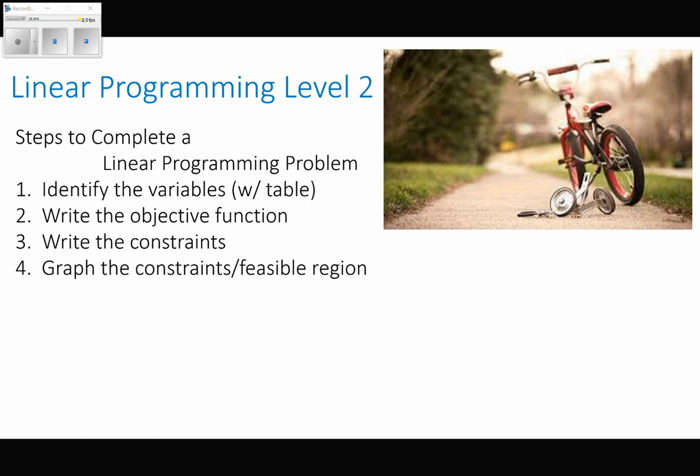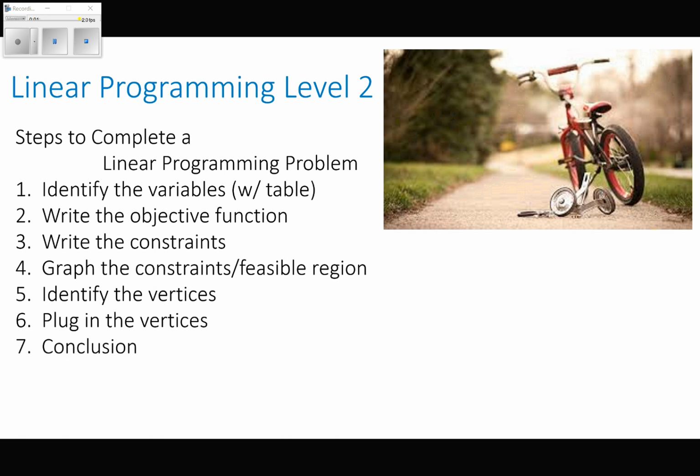Number 4, then, now we're at the step that we were at for that worksheet that we just did on those 4 problems. After we've done the first 3 steps, now we're at that same point where we can graph the constraints, shade in that feasible region, identify the vertices, plug in the vertices into our objective function, and then determine our conclusion.